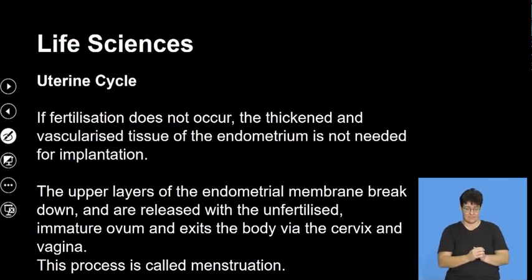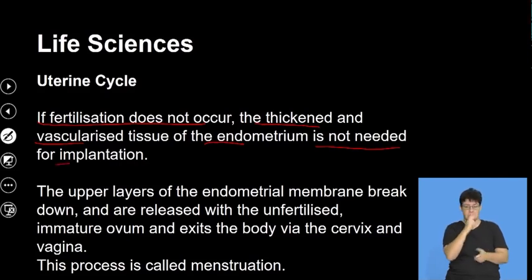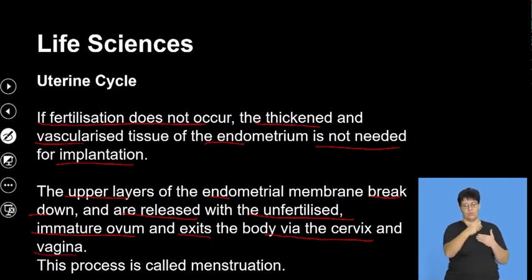Let's understand what happens. If fertilization does not occur, we know that the thickened and vascularized tissue from the endometrium is not needed for implantation, simply because there is no egg ready for implantation. What happens then is that the upper layers of the endometrium membrane break down and are released with the unfertilized egg, or sometimes the immature egg, and leave the body via the cervix and the vagina. This process is called menstruation.